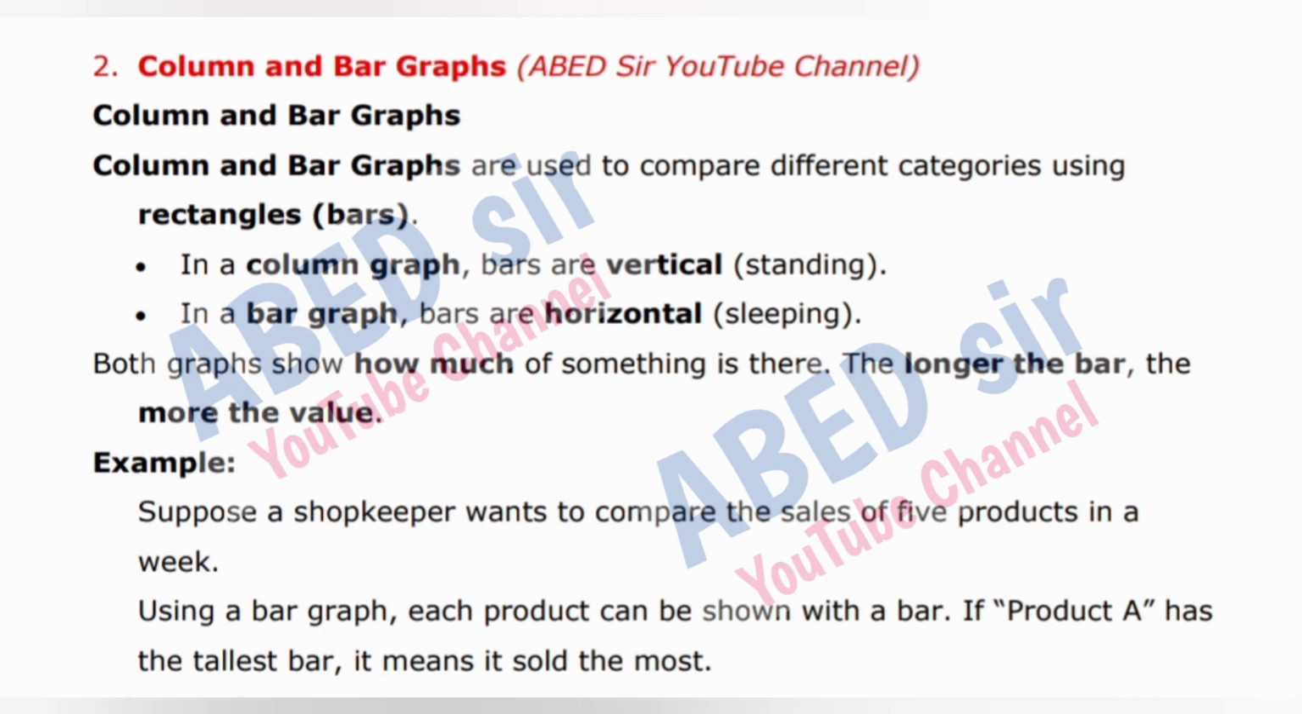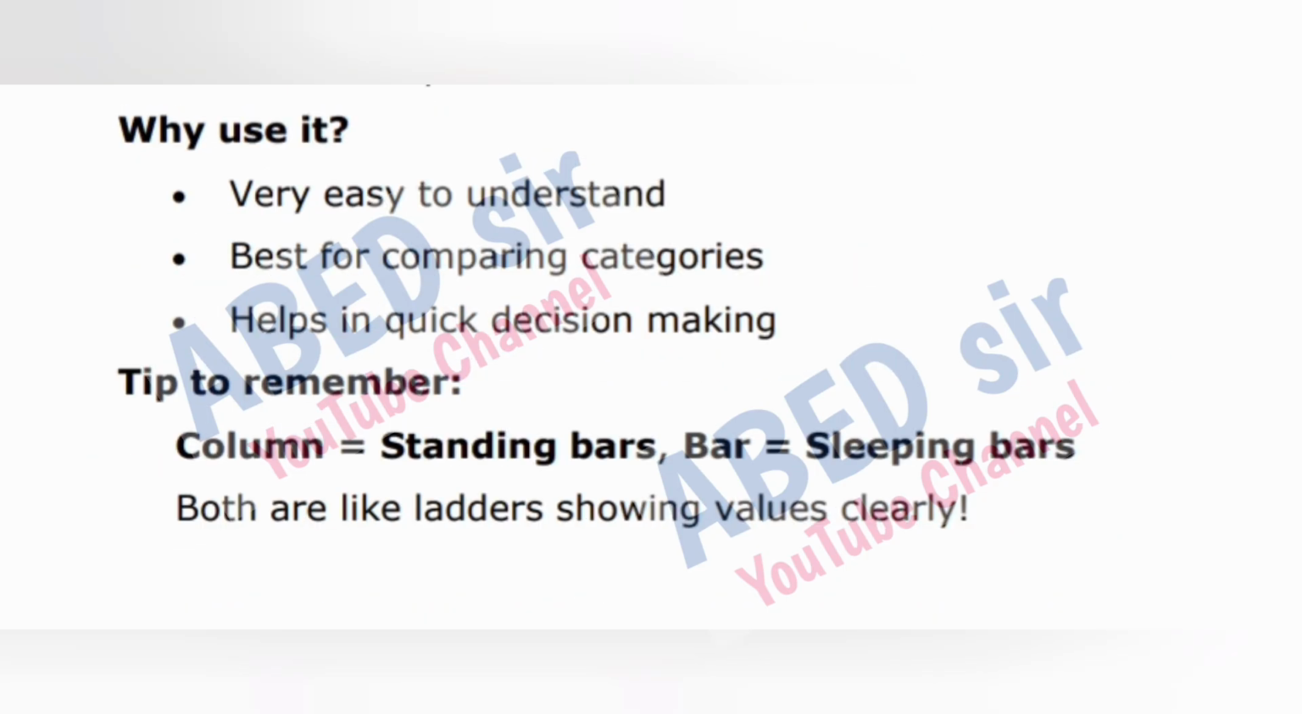Example. Suppose a shopkeeper wants to compare the sales of 5 products in a week. Using a bar graph, each product can be shown with a bar. If product A has the tallest bar, it means it sold the most. Why use it? Very easy to understand. Best for comparing categories. Helps in quick decision making. Tip to remember. Column equals standing bars, bar equals sleeping bars. Both are like ladders showing values clearly.